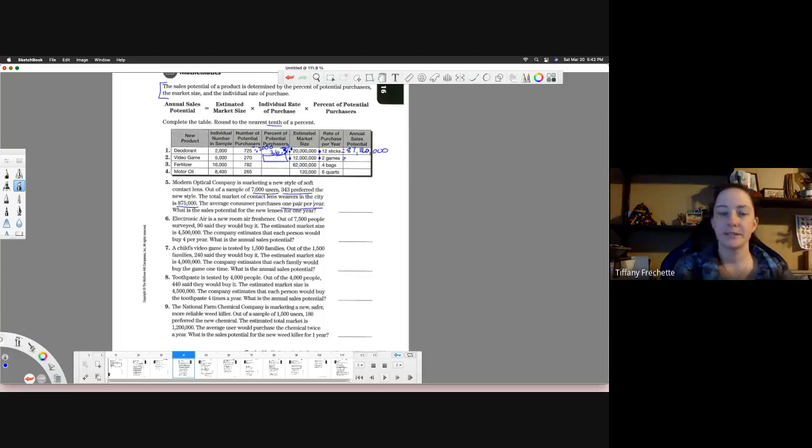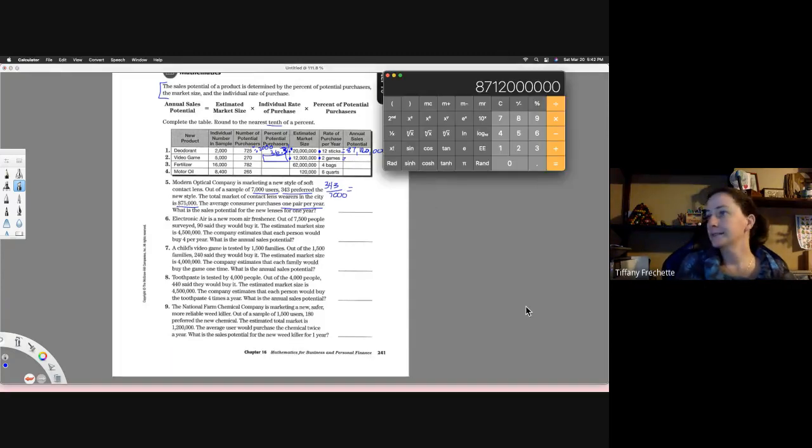So one pair per year means one pack. That doesn't mean two, just means one pair. They come as a pair. Which is the sales potential for the new contact lenses for the 1 year? So we need to figure out our percentage. We have 343 preferred it out of 700. So that equals 343 divided by 700. So we get 49. And again, you can just move the decimal over or multiply by 100.